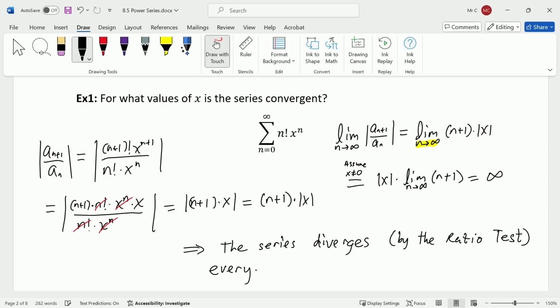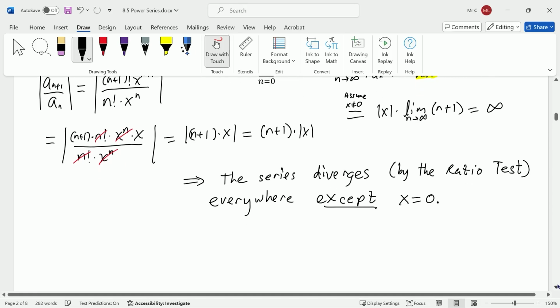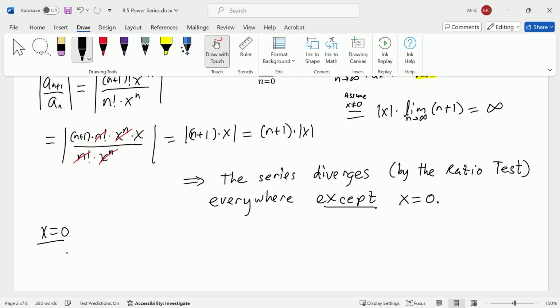Everywhere except x equals 0. Now we have to check what happens when x equals 0. So if x equals 0, then the series that we had here, which was the sum from n equals 0 to infinity of n factorial times x to the n, just becomes the sum from n equals 0 to infinity of 0, because if x is 0, we get 0 to the nth power.